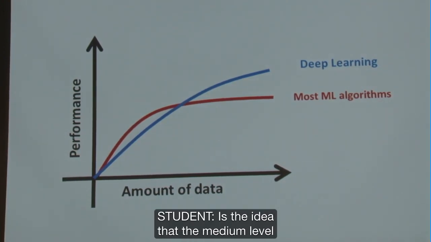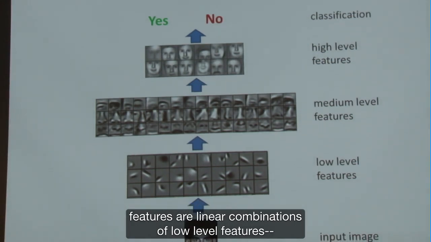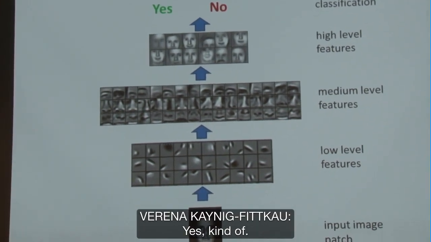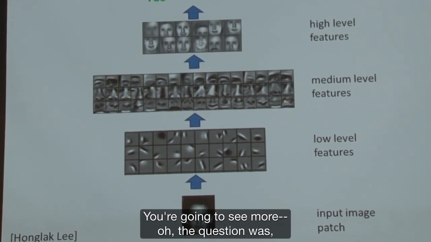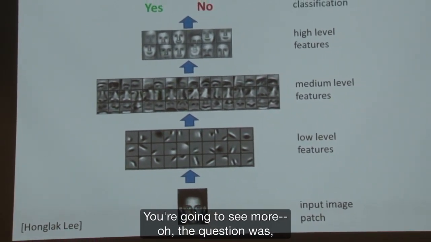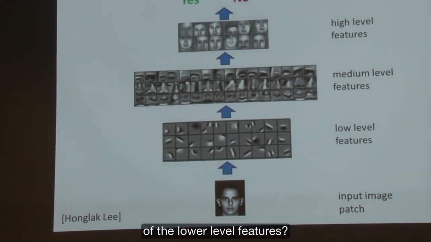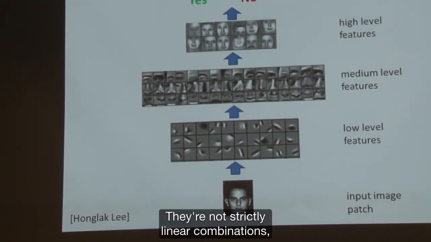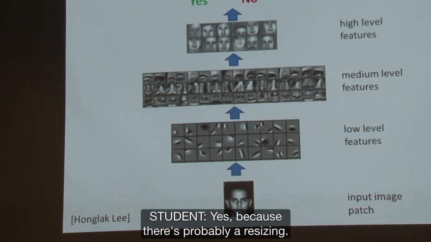Is the idea that the medium level features are like linear combinations of low level features? Kind of. They should be combinations of the lower level features. You're going to see more. The question was, is the idea that the higher level features are combinations of the lower level features? They're not strictly linear combinations, but they are combinations.